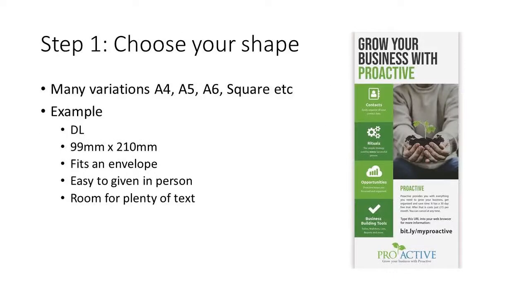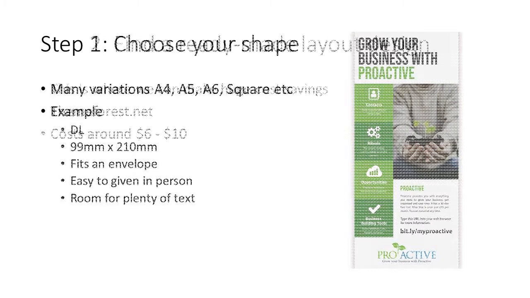Step number one is to choose the shape of your leaflet. There are many variations. The example that we're going to use is a DL shape. The reason we need to decide this at the beginning is because it basically impacts all the other choices that you make through this process. The leaflet that I'm going to be using as an example is for the Proactive CRM tool, which is basically a CRM for small business owners.